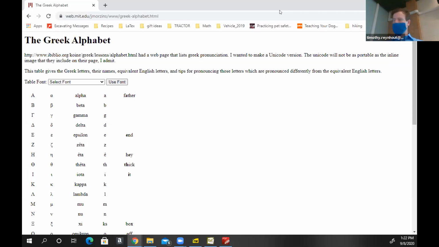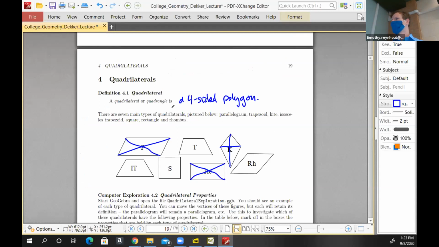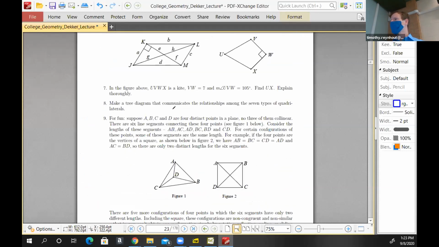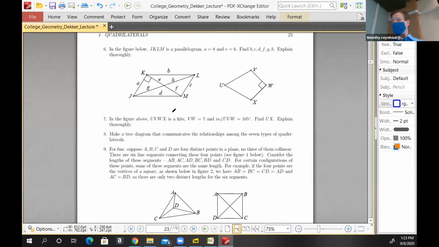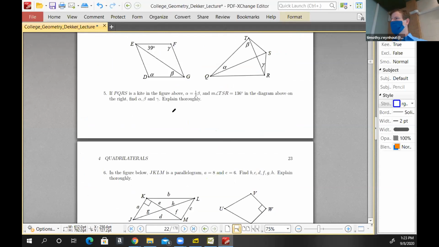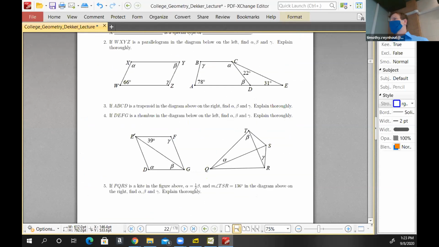Let's see, with that, we could say in number 4, we have a fair amount of information.